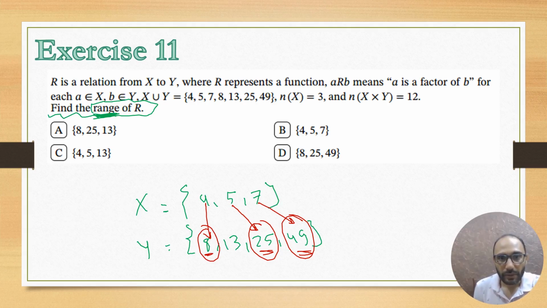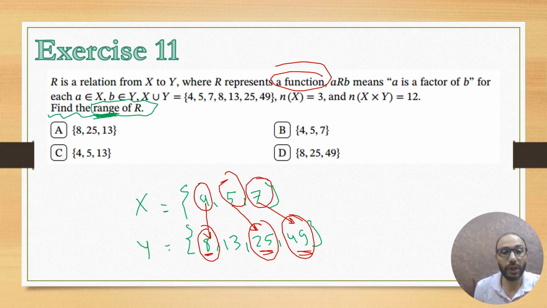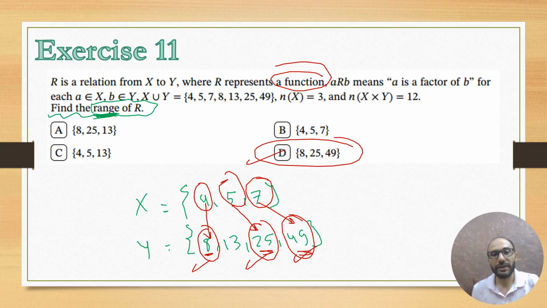Okay, so the range here: the relation from x to y, R, represents a function. You know that if the relation does not represent a function, there will not be a range. But because each element in x has one and only one arrow going out to an element in y, that means 8, 25, and 49 is the range of this function. 8, 25, and 49, yeah, this is choice letter D.